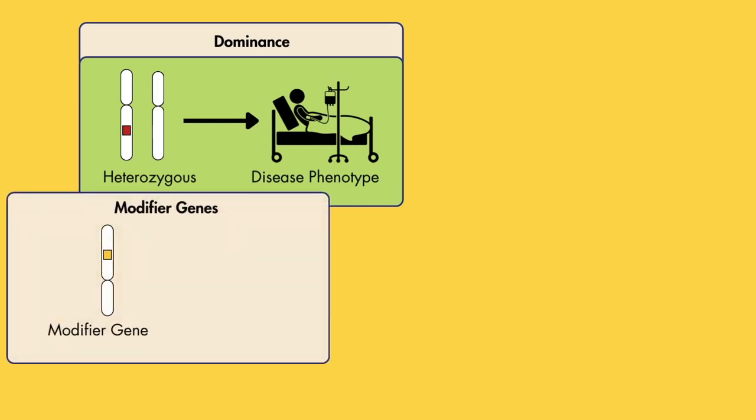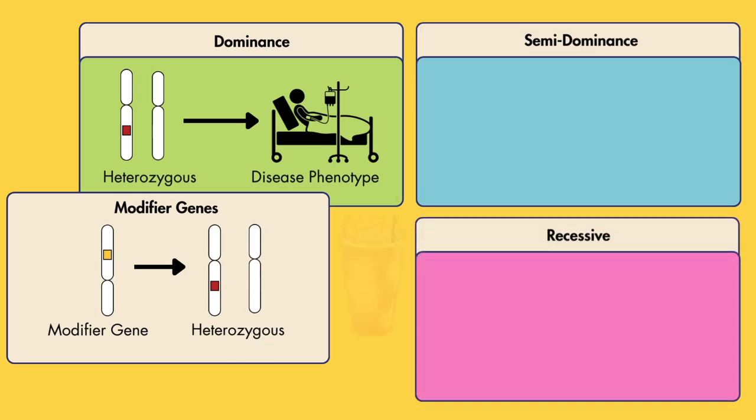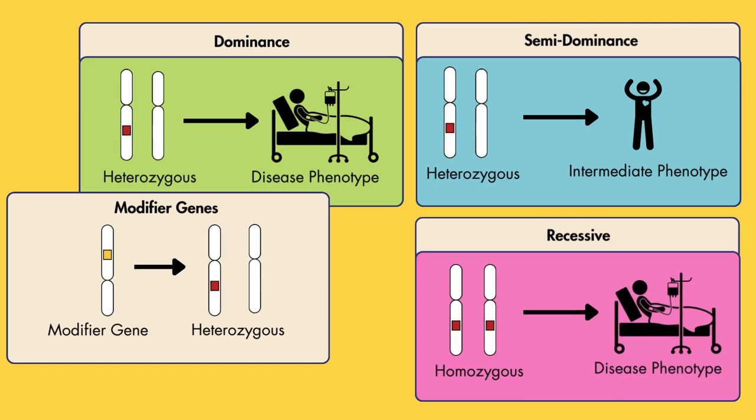However, modifier genes can blur this distinction. They can make a trait that is dominant in one context become semi-dominant or recessive in another. Just a refresher, semi-dominant means the mutation of one allele leads to an intermediate phenotype, but the disease phenotype may be less severe. And recessive means both alleles need to be mutated to show the disease phenotype. This suggests that genetic modifiers can shift how dominance is expressed across different individuals.